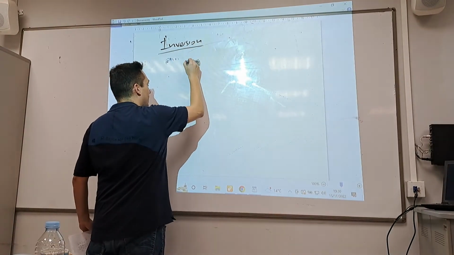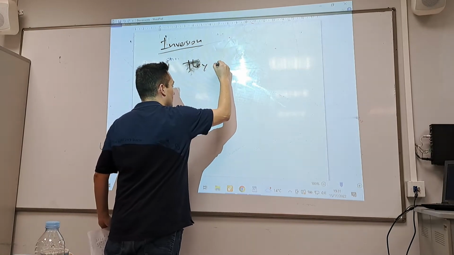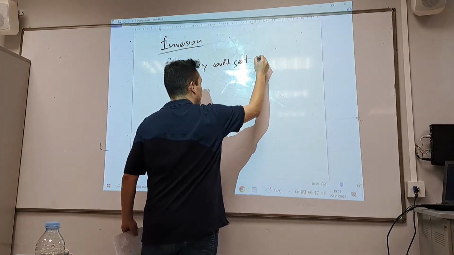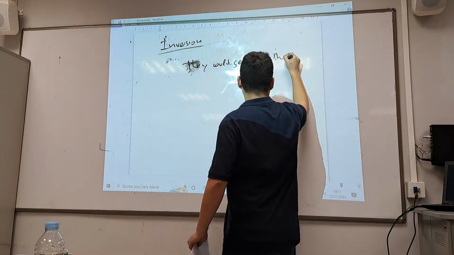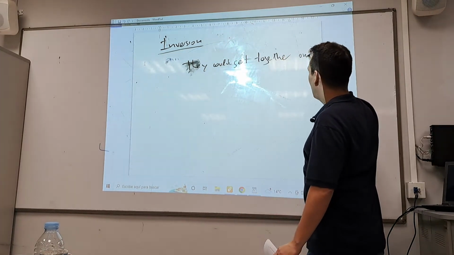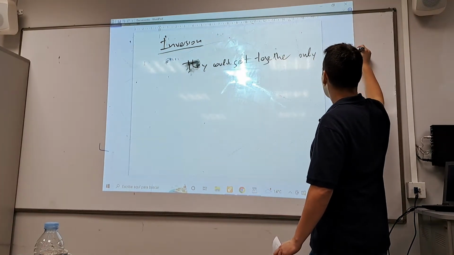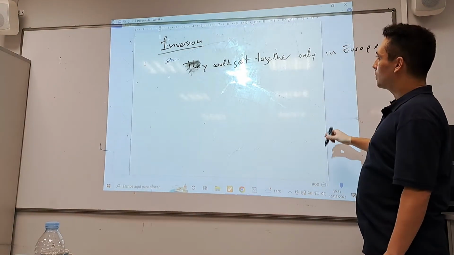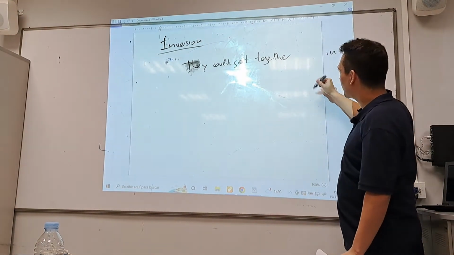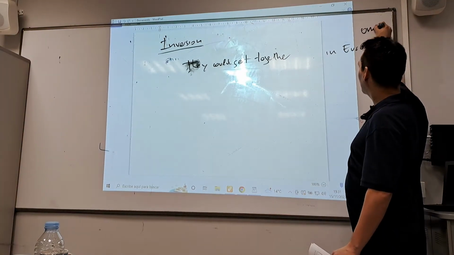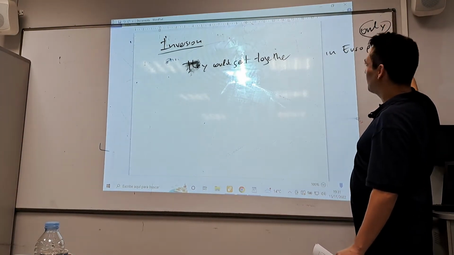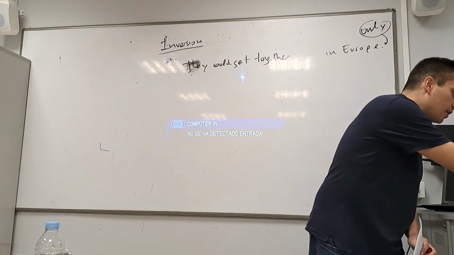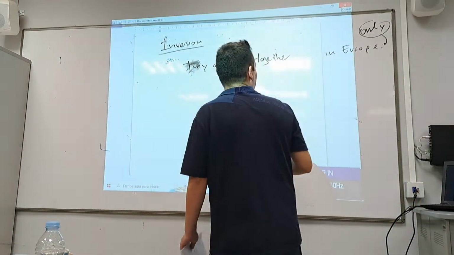They could get together only in Europe. They could get together in Europe only. Yeah? This word is movable. They could get together in Europe only when they were in Europe.